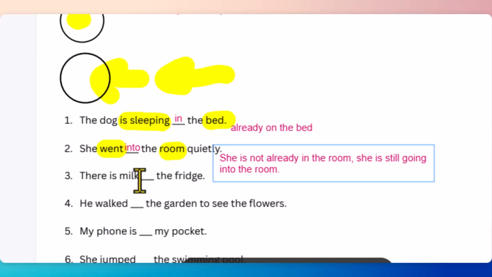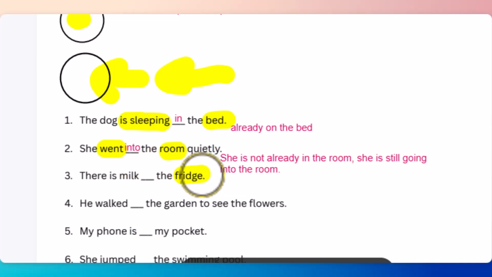Let us go to number 3. The milk blank the fridge. Our fridge is where we keep things to be cool or cold. So, what does that tell us? We are not hearing someone is putting the milk into the fridge, but the milk is already in the fridge. So, the right answer would be in. Our milk is already in the fridge. So, it is already inside.